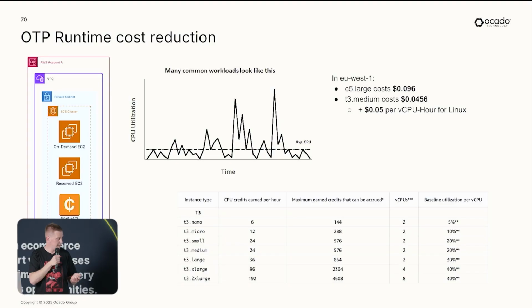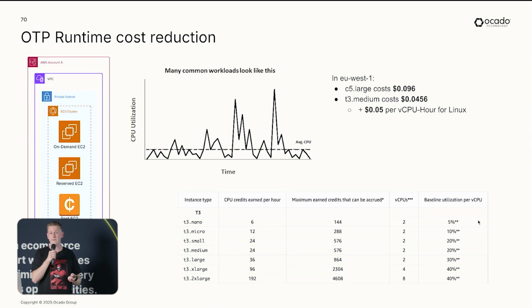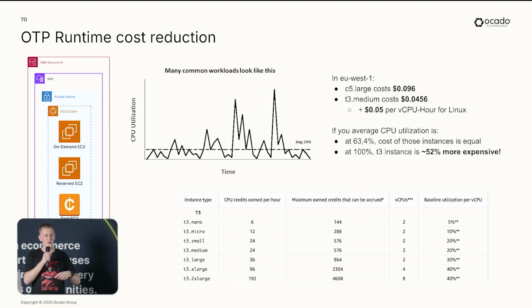And what's the baseline utilization? Well, for T3 medium, that's 20%. So if you're averaging over 20%, you're paying for the credits. If your average CPU utilization for this particular case is at 63.4%, you're breaking even. So you're paying for the T3 medium the same amount of money you would be paying for C5 large. But if you are in bad luck and you're using your instance at about 100%, the T3 instance is going to cost you 52% more than the C5 large, the non-burstable instance.